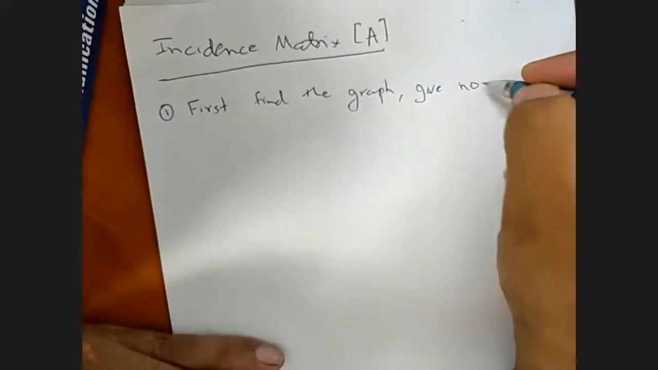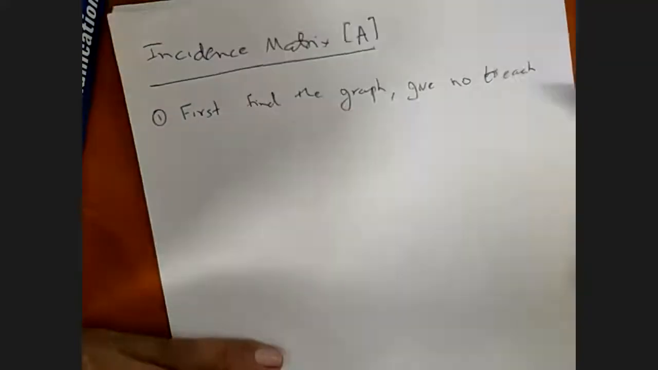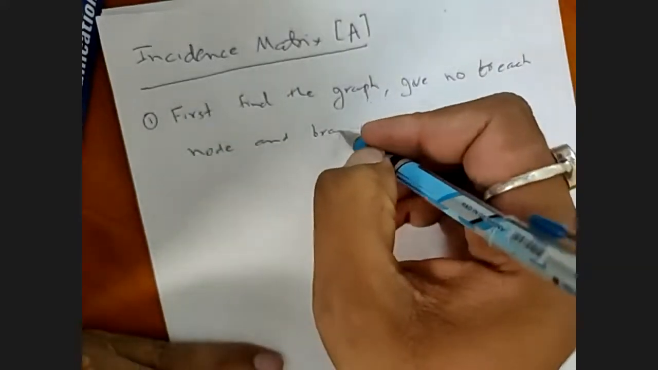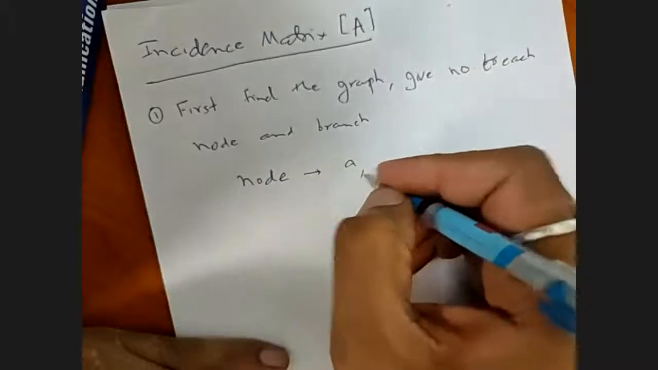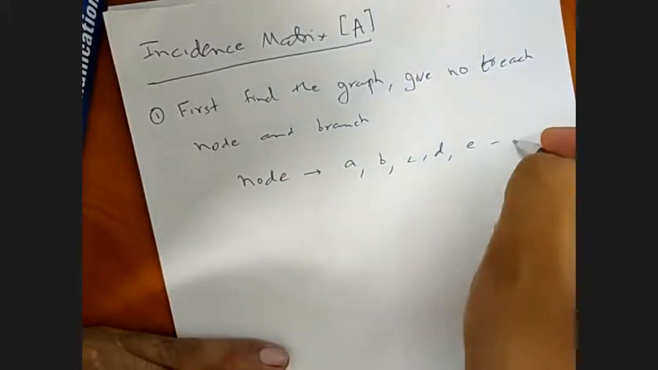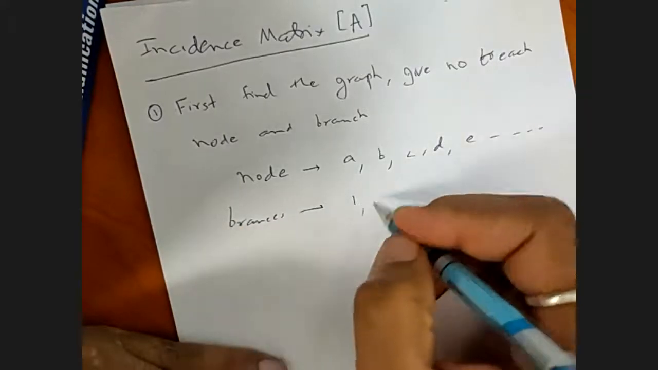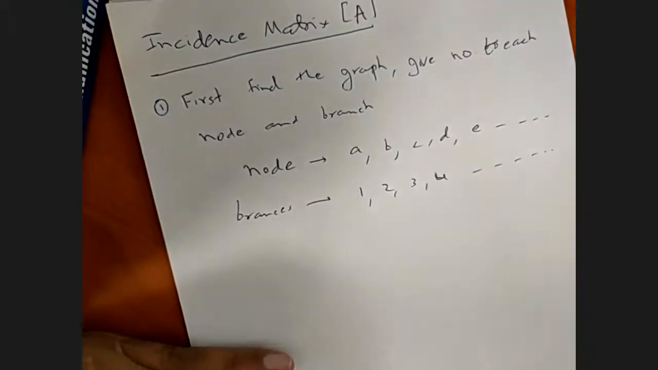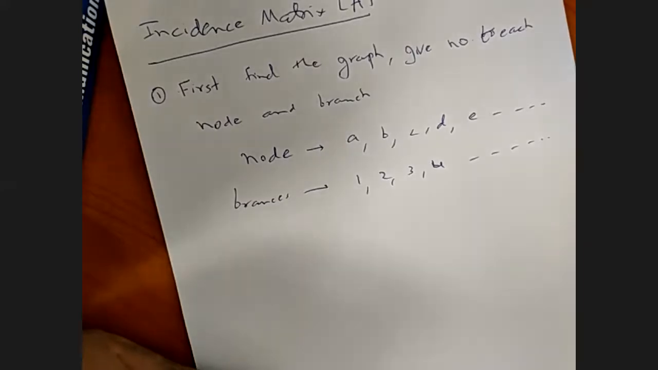Give a number to each node and branch. Generally, nodes are represented by A, B, C, D, E, and so on, and branches will be represented by 1, 2, 3, 4, and so on. So first we have to draw the graph of that network, and we have to give the number to each node and each branch of that network.